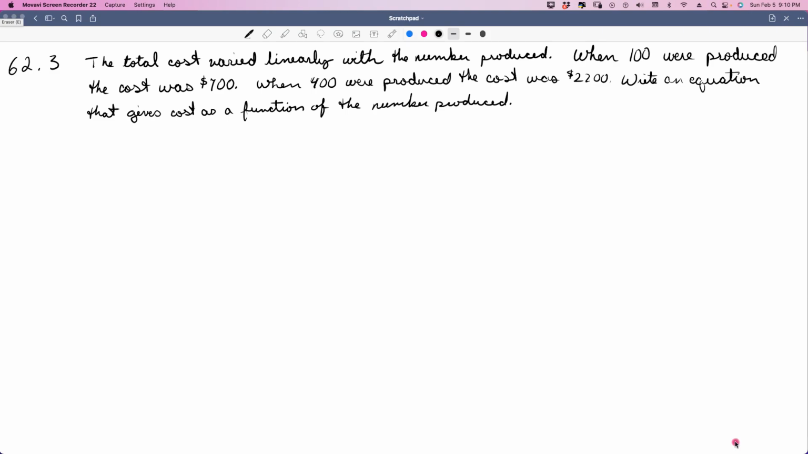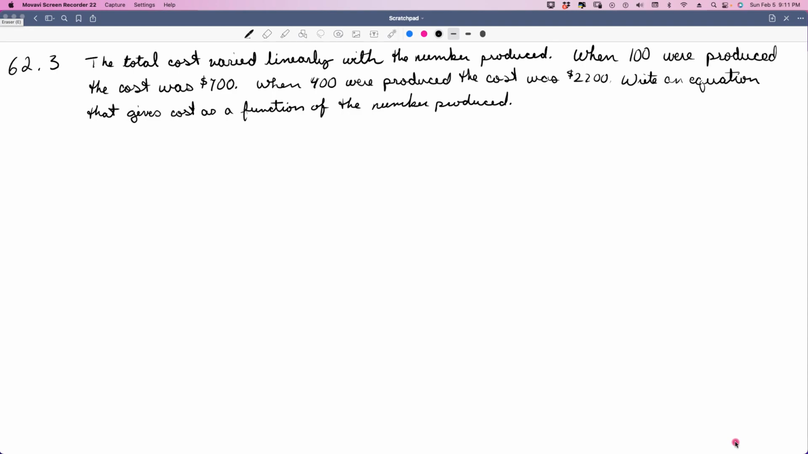So sometimes you're going to be asked to look at something, the way we have worked problems in the past, where something varies directly to something else or varies inversely. Well, another term that you're going to hear is varies linearly. And linearly, it literally means we're going to write a linear equation based on the data that we're given.